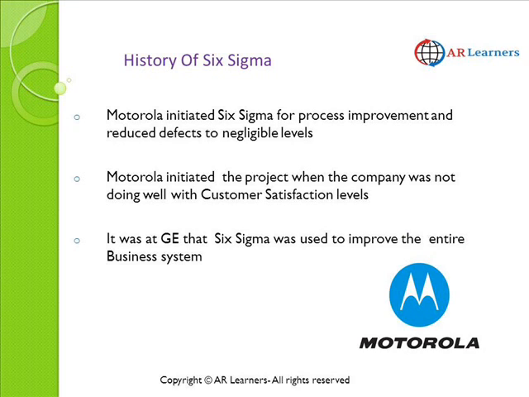History of Six Sigma. Motorola initiated Six Sigma for process improvement and reduced defects to negligible levels. Motorola initiated the project when the company was not doing well with customer satisfaction. At GE, Six Sigma was used to improve the entire business system.